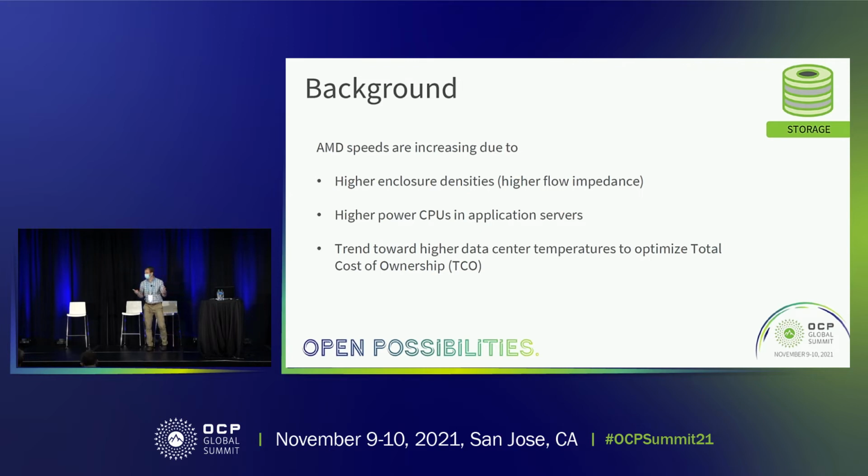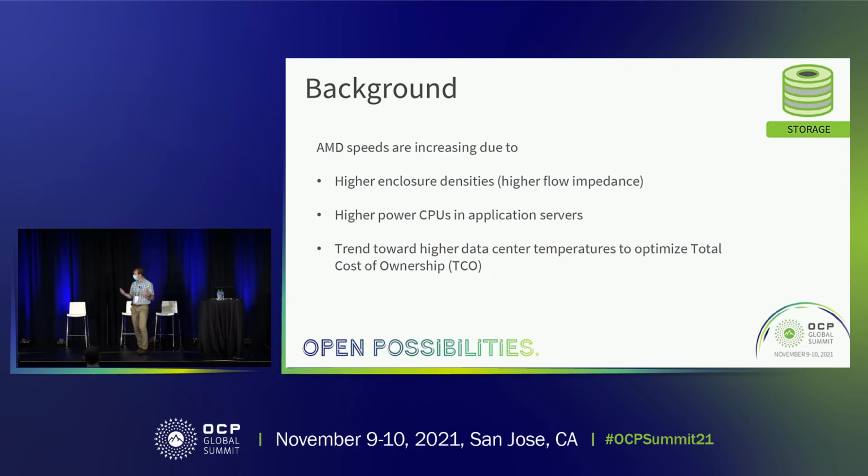And why are the AMD fans increasing? There's a number of reasons. Three of them I'm going to note here. One of them is just because we're trying to put more and more into these enclosures. We're getting 1.2 meter racks. We're trying to put a bunch of drives. We're trying to put as much as we can, which increases the flow impedance. You increase the flow impedance, you have to run your fans higher or get higher power fans to be able to pull enough air through the system. In some cases, we're putting more higher power CPUs in these systems. Again, you need to have more flow to be able to cool those CPUs down.